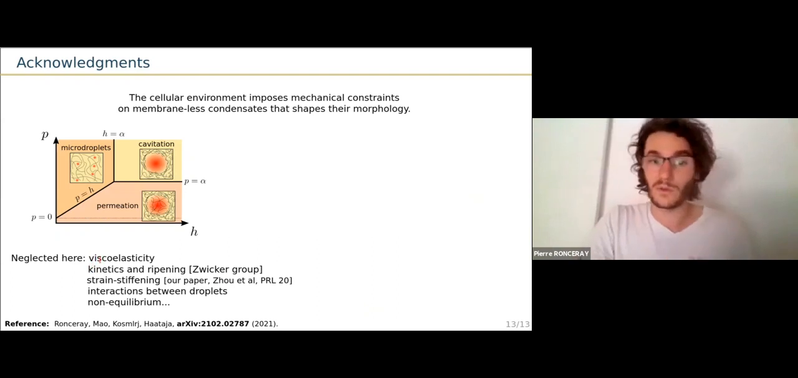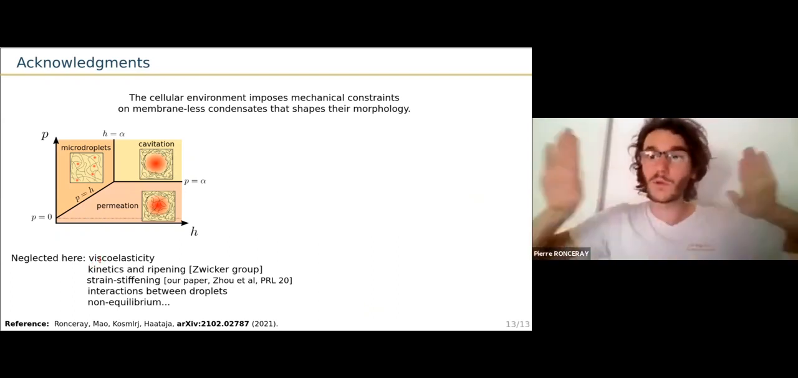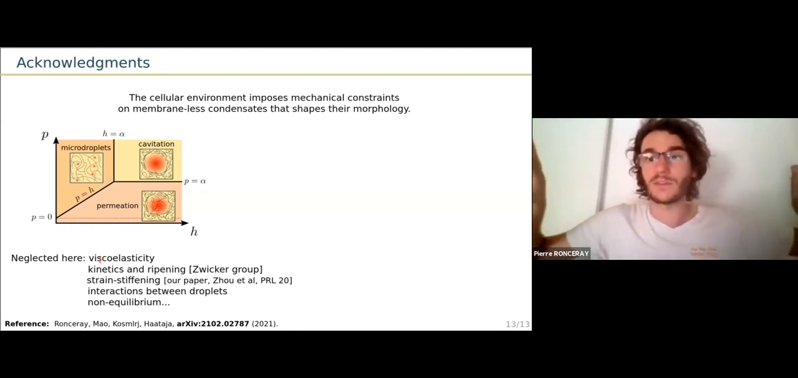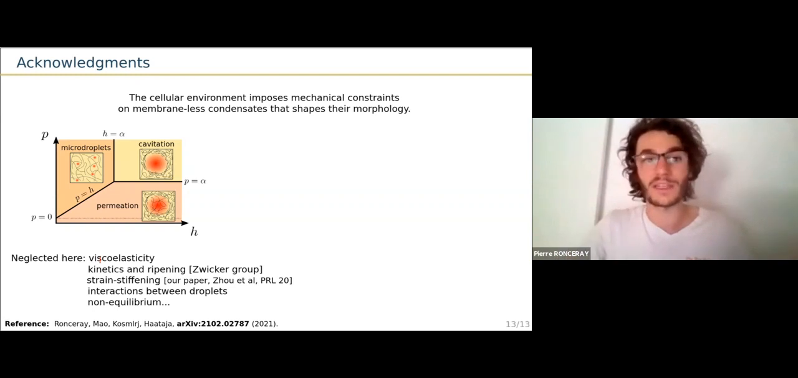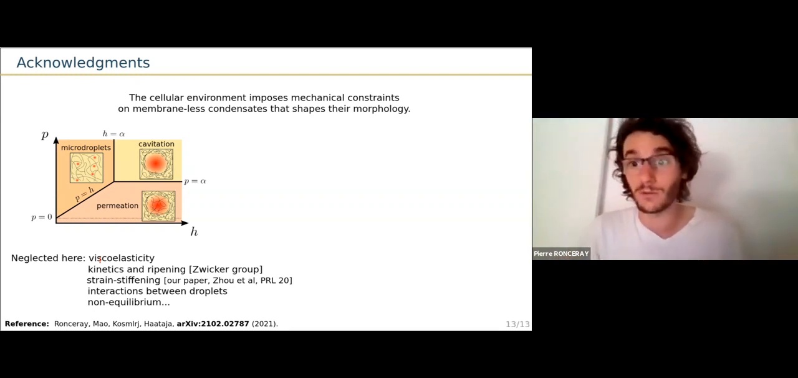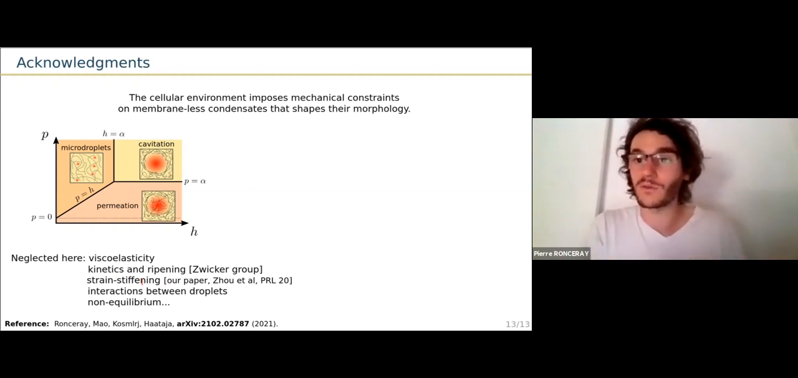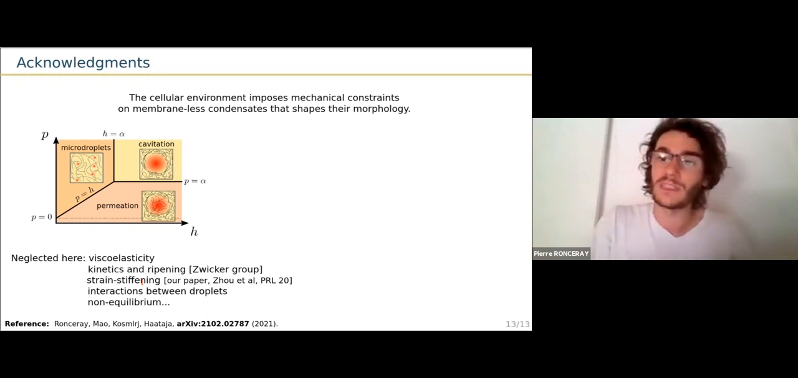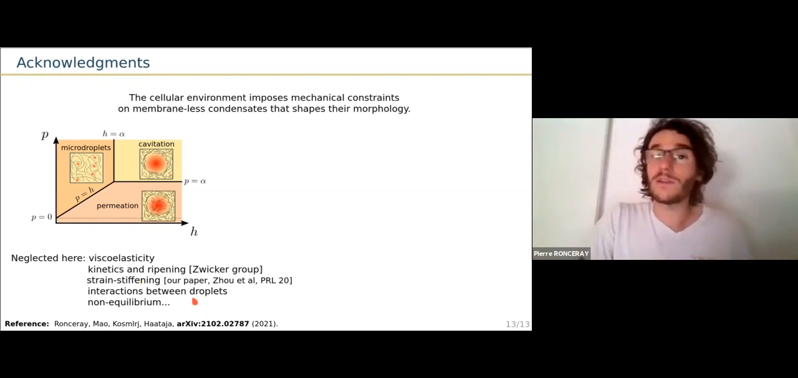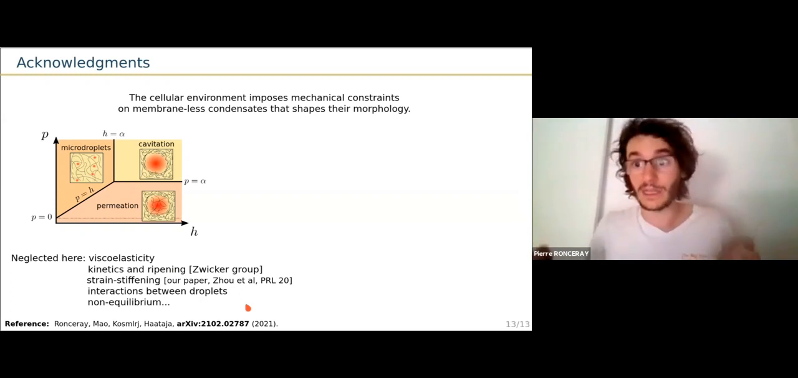So we've neglected the viscoelasticity of the cellular medium. If you keep pushing and exerting a Laplace pressure on the medium, the stress will relax in the network. And so there's a time scale at which elasticity stops being relevant. We've not looked at the kinetics of formation of these droplets and their ripening. I have not presented our results on strain stiffening, but the simple models for network elasticity that I've used are not really realistic for intracellular media, because these networks tend to stiffen under tension. Finally, we have interaction between droplets that are not only due to the ripening, but also mediated by the network, that we've not looked at.